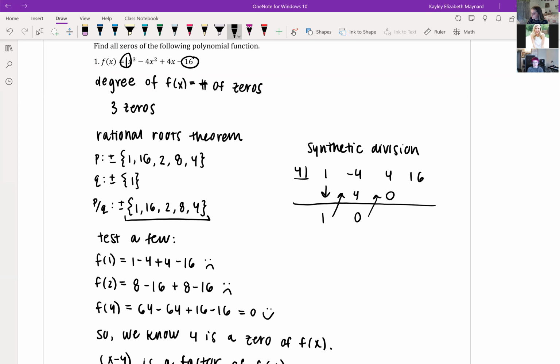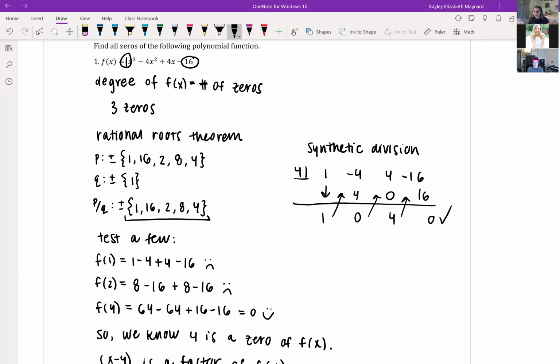4 plus 0 is 4. And then, oh, I'm sorry, guys, this should be a -16. I was like, that's not going to work. That should be -16 up top. But 4 times 4 gives you 16, and that gives us a remainder of 0, which is what we wanted.